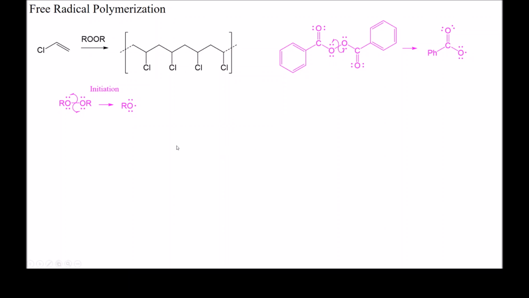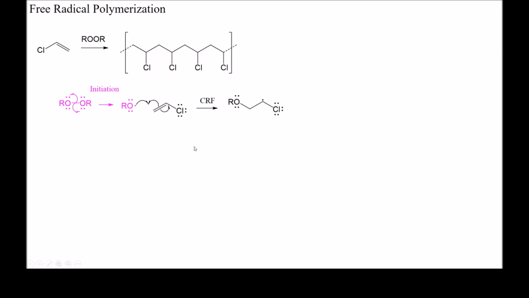All right, so that was a long preamble. Here's my initiation step, and then my propagation step, sorry, not propagation, the carbon radical formation step, is where that initial radical will now dig into the pi bond. One of the electrons from the pi bond reaches out to meet it in our standard half-headed arrow mechanism, and the other radical ends up here on this carbon.